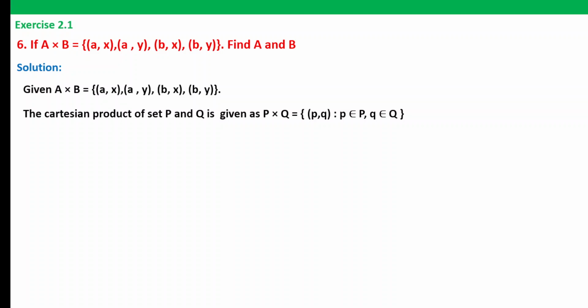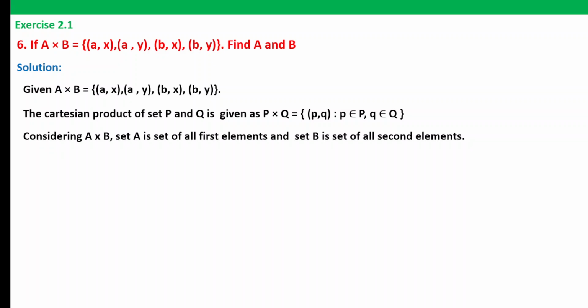The Cartesian product of set P and Q is given as P into Q, the set with elements (p, q), where p belongs to set P and q belongs to set Q. Considering A into B, set A is all the first elements and set B is the set of all second elements. By observing here, if we mark that one, set A is considered all the first elements. So what are the elements here? A and B. Therefore, set A consists of the elements a, b.